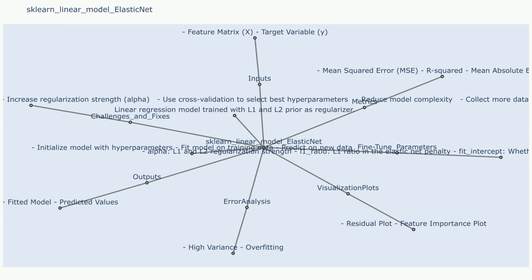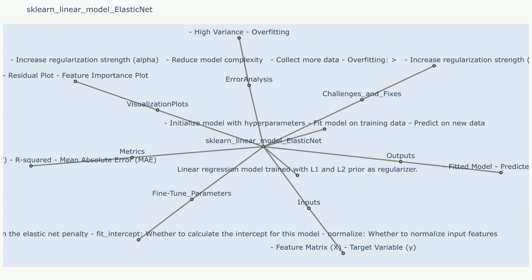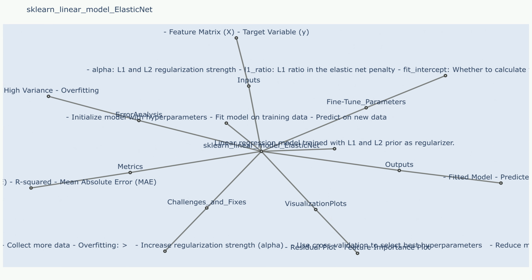Challenge 2, high computational complexity for large datasets. Sample use case that resulted in challenge 2: large number of features or a large number of samples. Fixes to challenge 2. Use a stochastic gradient descent (SGD) solver. Use a sparse matrix representation for the data. Consider using a different model that is more scalable, such as a decision tree or random forest.